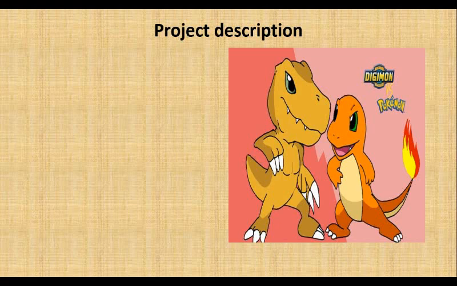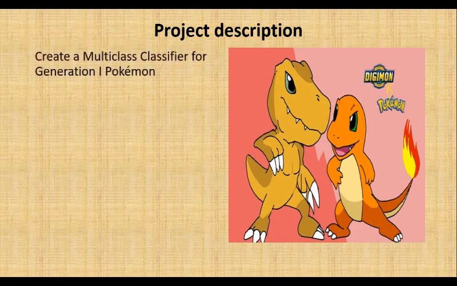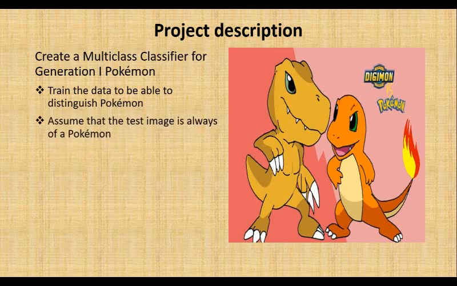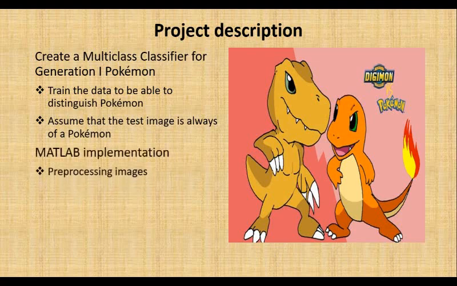For my project, I've decided to create a multi-class classifier for Gen 1 Pokemon. What this means is that I'll need to train my data to be able to distinguish between other Pokemon. For simplicity reasons, I'm going to assume that when I'm testing an image to determine what Pokemon the image represents, the image will always be that of a Pokemon and not of something random. I will be using MATLAB to help me pre-process images, train my data, and then eventually test the classifier.